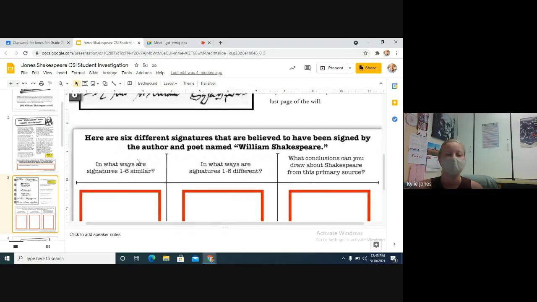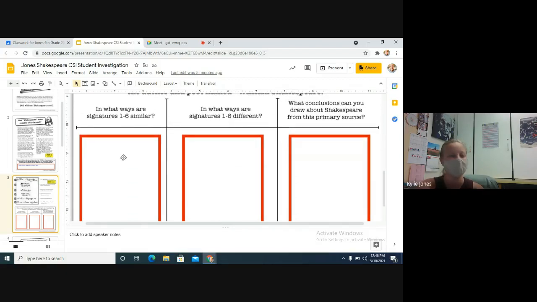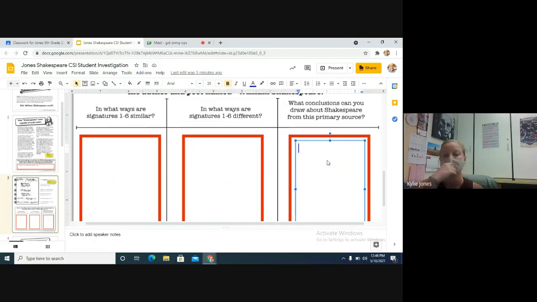So it says in the boxes, here are 6 different signatures that are believed to have been signed by the author and the poet named William Shakespeare. In the first box to the left, it says, in what ways are the signatures similar? The middle box is, in what ways are the signatures different? And in the last box, what kind of conclusion can you maybe draw based off of these signatures?